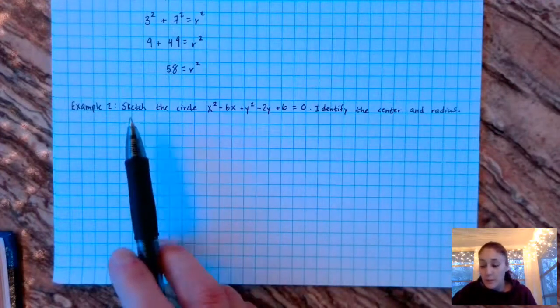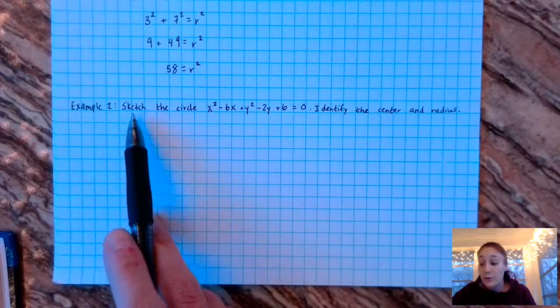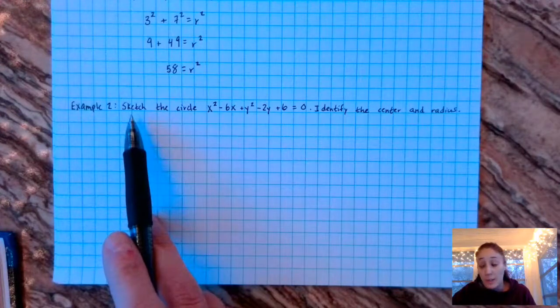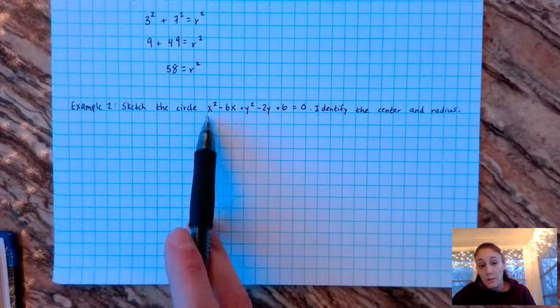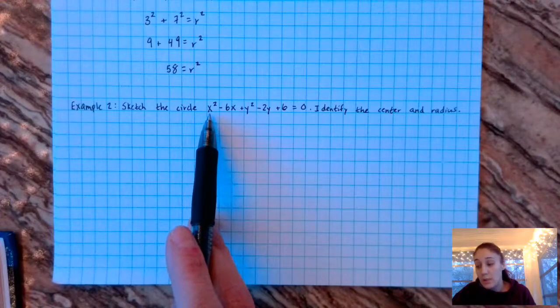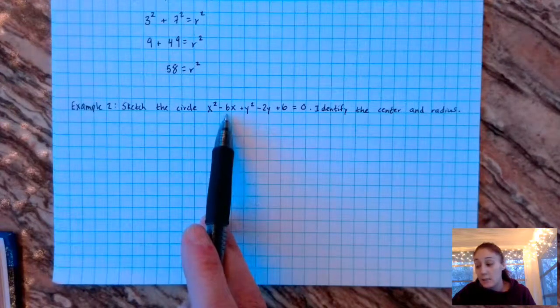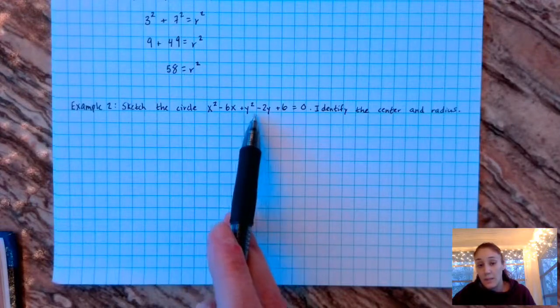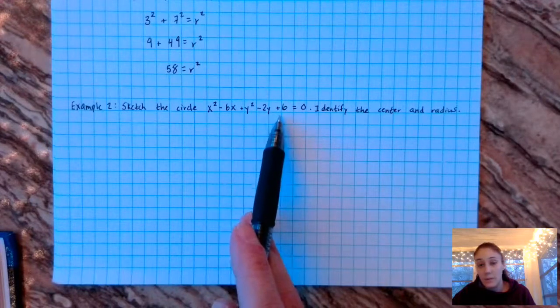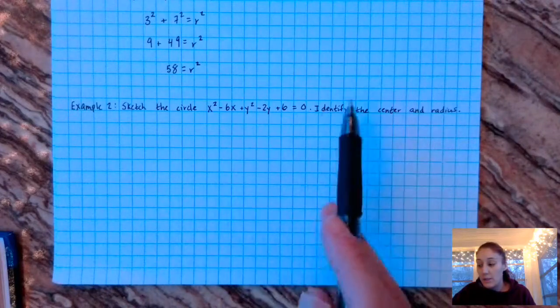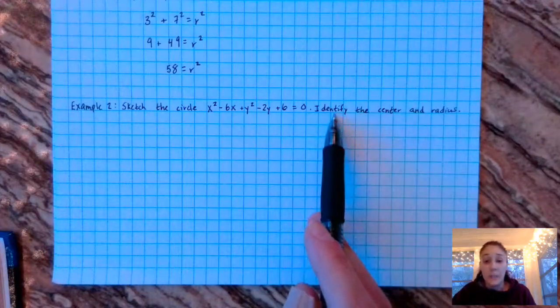So here what we're going to do is we're going to sketch. So we are going to graph. You're going to need graph paper, so make sure you grab some. And then we have this equation. So we know it's going to be a circle, but the equation is x squared minus 6x plus y squared minus 2y plus 6 equals 0.